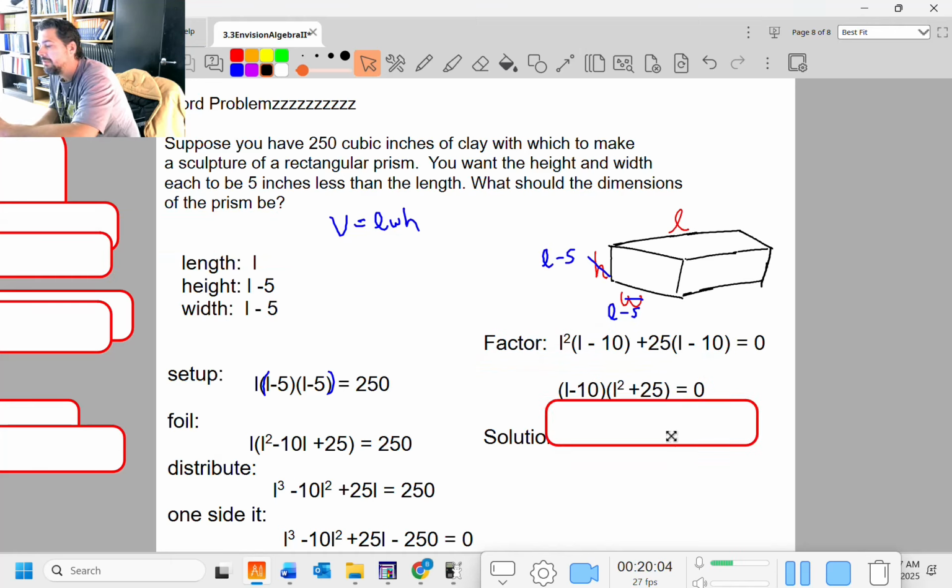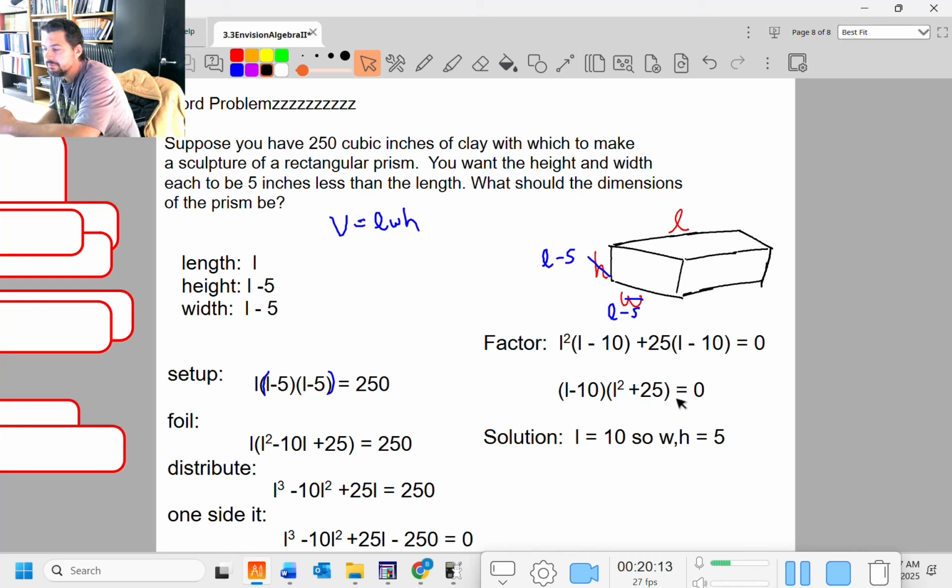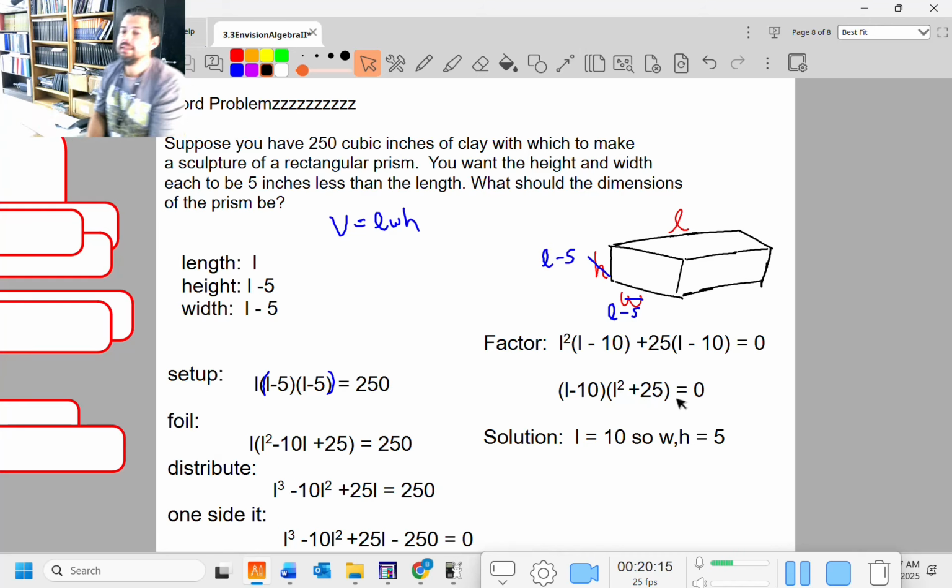The solution is done by the zero product property. Length is 10, and if we plug it in, 10 minus 5 gives us a width and a height of 5. There you go. That is 3-3 factoring. Oh, it's going to be wonderful.